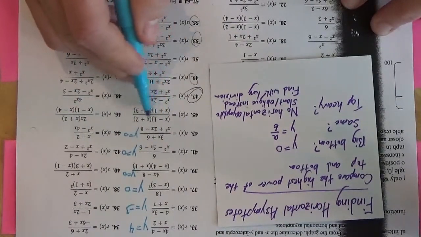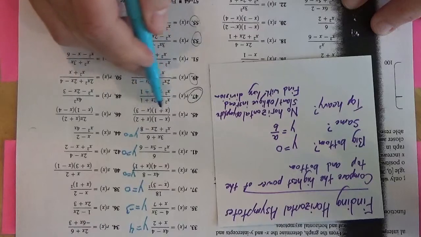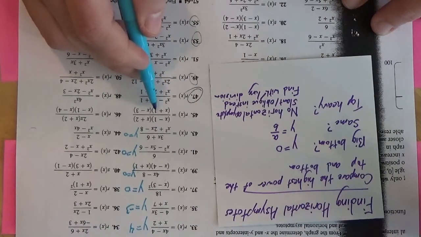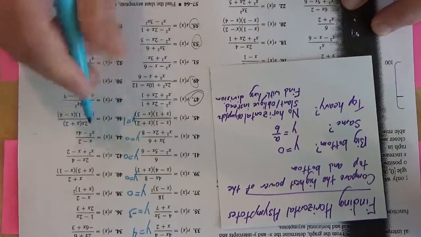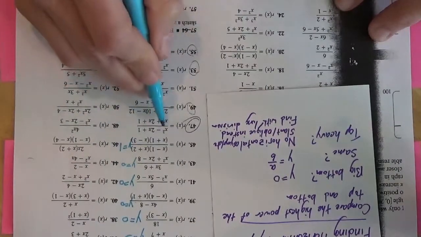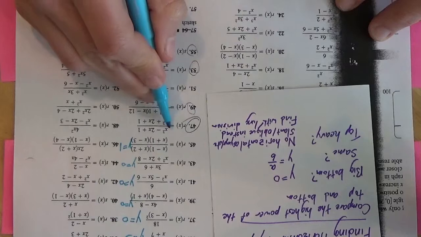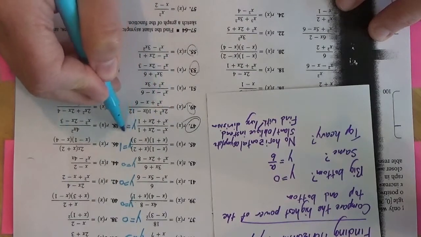If you were to multiply out the top, that would be x squared. If you were to multiply out the bottom, it would be x squared. They match. Take the coefficients. They would be 1 over 1, y equals 1. X squared on the top, x squared on the bottom. Take the coefficients, 1 over 1.